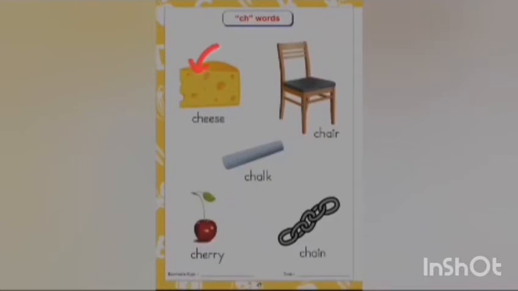CH is ch. C-H-E-E-S-E, cheese. C-H-A-I-R, chair. C-H-A-L-K, chalk. C-H-E-R-R-Y, cherry. C-H-A-I-N, chain.